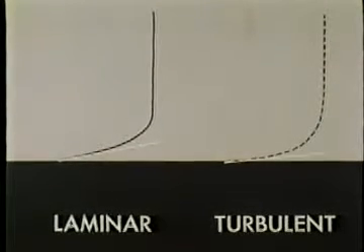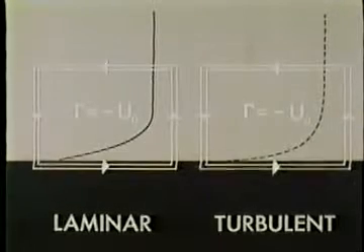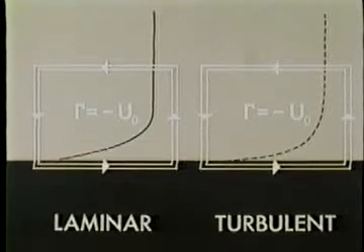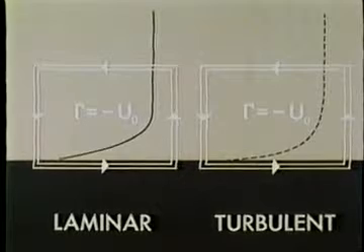The circulation is the same for both layers. Both boundary layers therefore contain the same amount of vorticity per unit length of the plate. However, the distribution of vorticity in the two layers is very different. There is more vorticity near the plate in the turbulent layer.